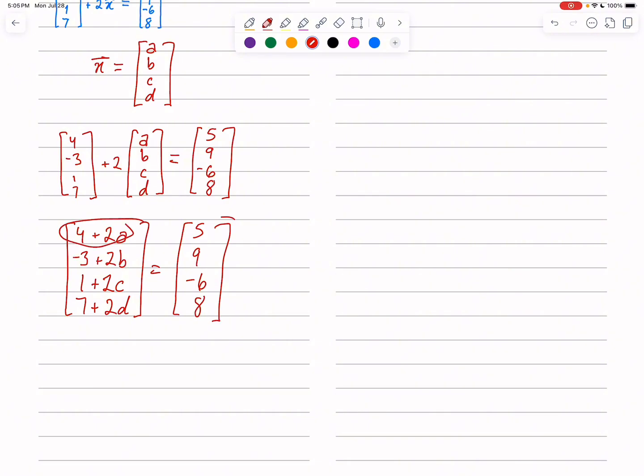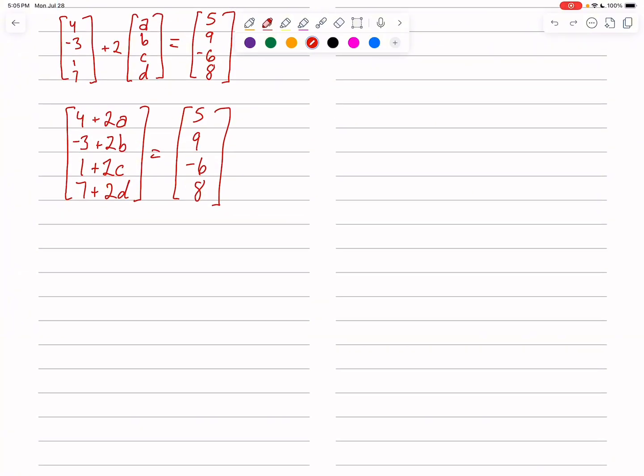From here, after having seen that these are just 2 lists of 4 elements, we just get 4 equations. I need 4 plus 2a to equal 5, right? I will then need -3 plus 2b to equal 9, and so on. And so I just get a system of equations.